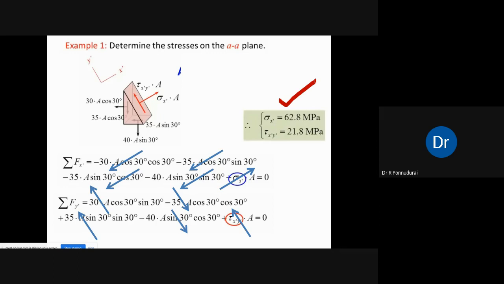Is it okay? So at any given plane, it is possible to find one normal stress and two shear stresses, tau x dash y dash and tau y dash x dash, and one normal stress. The only thing we should know is the angle theta, the angle of rotation. Is it okay? Shall we go ahead?